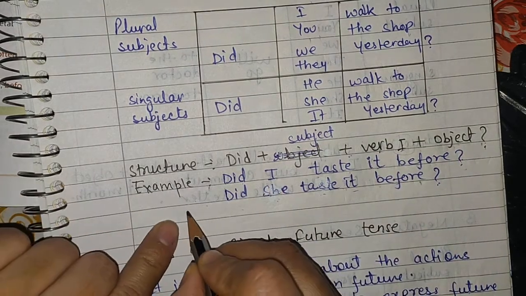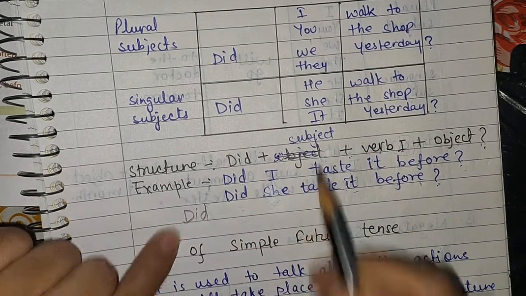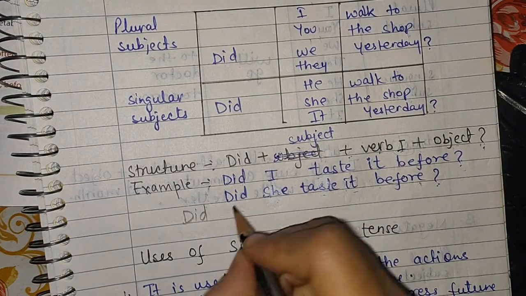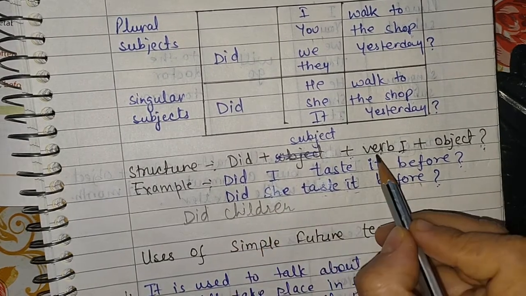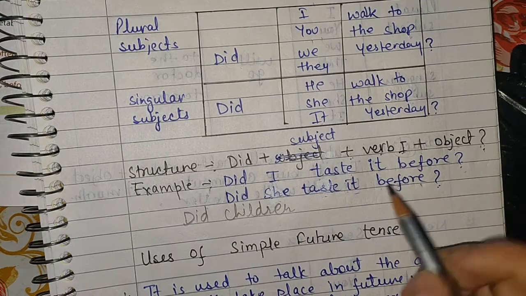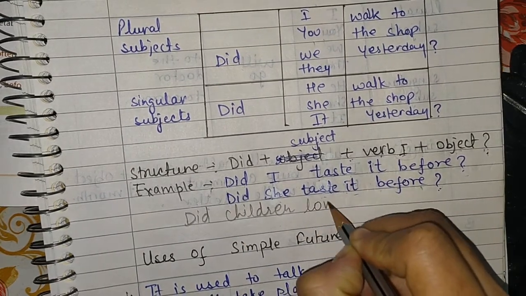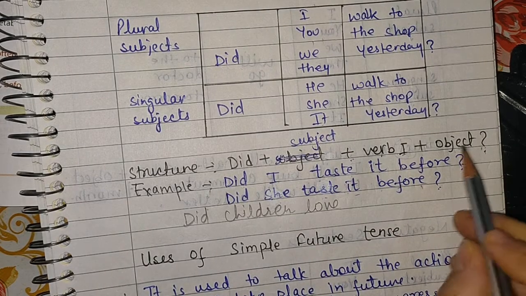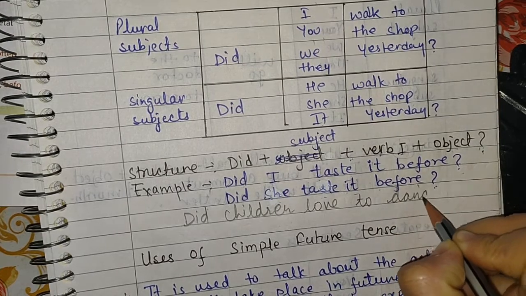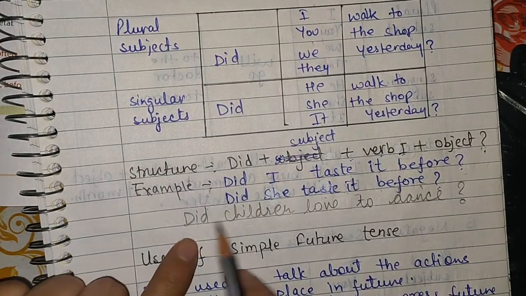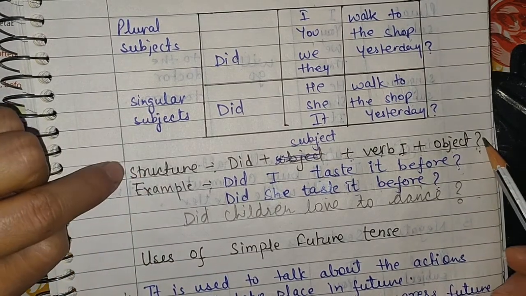Now if I make a sentence in this interrogative structure, did subject, I will use children. Did children, then I have to use one verb here. Think of one verb here. Did children love? Okay, did children love an object? Did children love to dance? And question mark. So here I have framed one interrogative sentence using this structure.